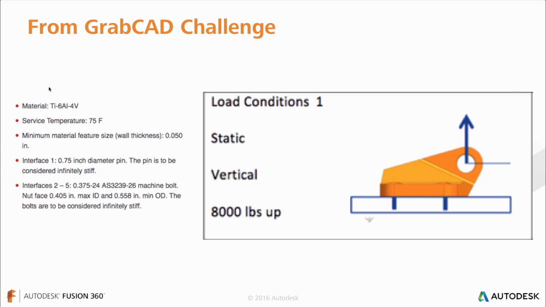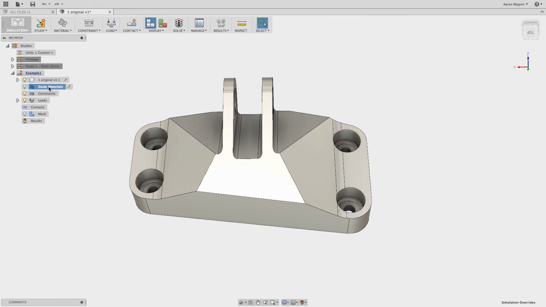The interface is talking about the pins. That's where the load's actually being applied, and the other interface is where the bolts are actually connecting this thing to the airplane or whatever this thing's actually mounted on. So back in Fusion, let's apply the material.